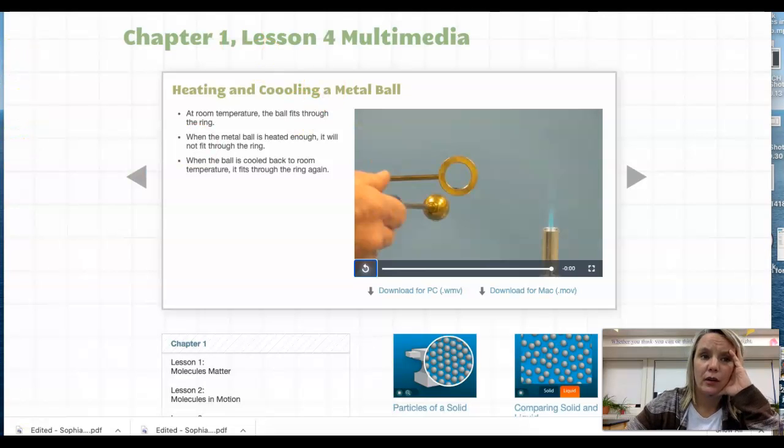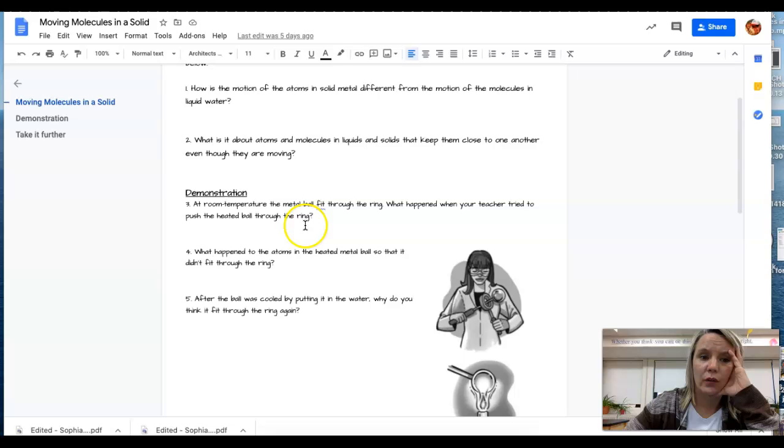All right, so looking back at this question, at room temperature, the metal ball fit through the ring. What happened when your teacher tried to push the heated ball through the ring? Well, what happened to these molecules? Why did it not fit? That's what number 4 is about. What happened to the atoms in the heated ball so that it wouldn't fit through? And after the ball was cooled by water, why do you think it will fit through the ring again? Okay, use what you've learned about how molecules move in different temperatures.